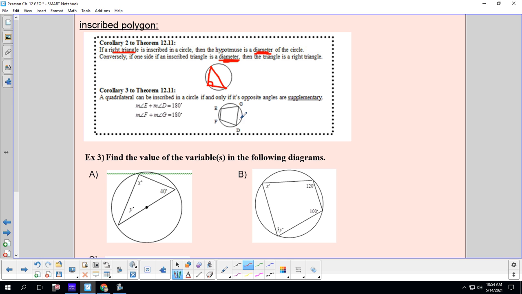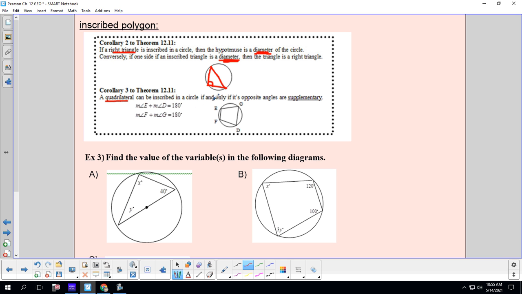Now let's look at this one. A quadrilateral, remember, is a shape with 4 sides. Normally we think of quadrilaterals as rectangles or squares, but it doesn't necessarily have to be a rectangle or a square. It could be a trapezoid or a parallelogram. They're all in the quadrilateral family.